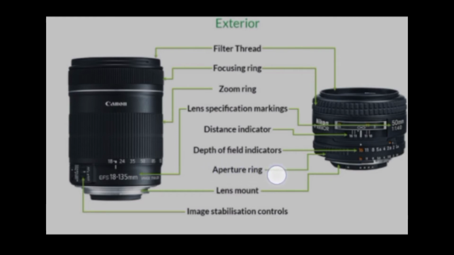Next part is the aperture ring. The term aperture refers to the size of a hole, meaning an opening. It is the portion of a lens that regulates the amount of light that reaches the image sensor. It can be either a fixed or a variable opening that regulates the quantity of light that enters the lens.